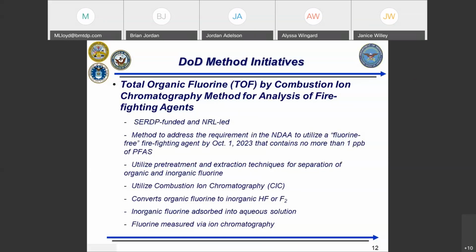The method is most likely to use pre-treatment and extraction techniques to separate organic from inorganic fluorine potentially in these agents. The determination of organic fluorine will be done by combustion ion chromatography, or CIC. While CIC has been used to evaluate some AFFF formulations and other media, the limits of detection and quantitation that have been achievable are magnitudes greater than what is required by the NDAA. This and the fact we are developing a method for media that is really yet to be determined are most likely the biggest challenges in this initiative.